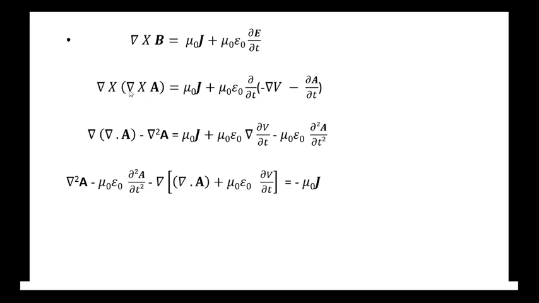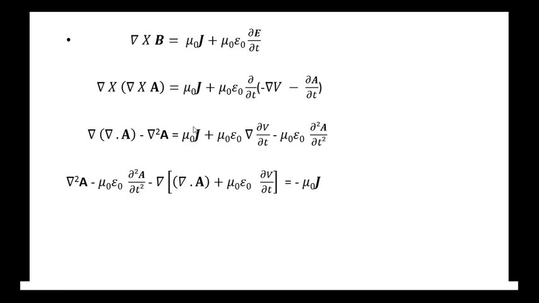I repeat, A cross B cross C is equal to A dot C into B minus A dot B into C. So you can expand this term as del cross del cross A, that is del into del dot A minus del square A, is equal to mu 0 J plus mu 0 epsilon 0 del into dou V by dou T minus mu 0 epsilon 0 dou square A by dou T square.